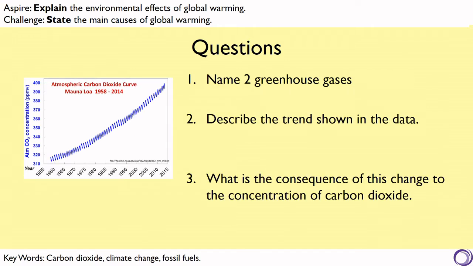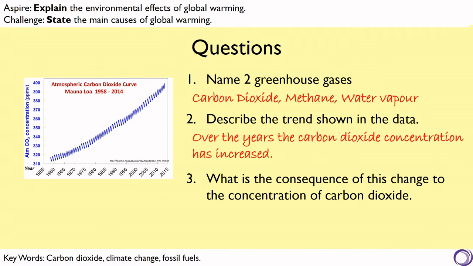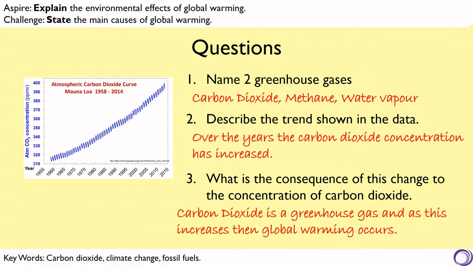So two greenhouse gases, you could have had any of carbon dioxide, methane and water vapour. So just two of those would have been sufficient. The trend shown in the data is that generally over the years carbon dioxide concentration had increased. And the consequence of that would be because carbon dioxide is a greenhouse gas and that level has increased, then global warming will occur.